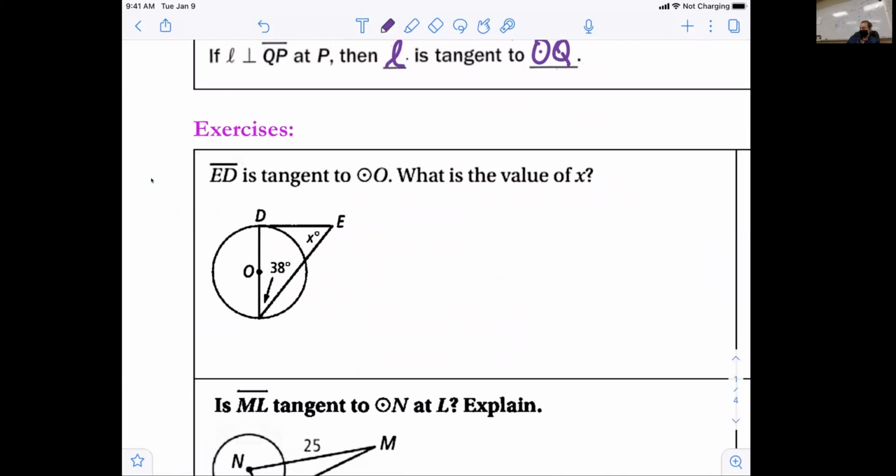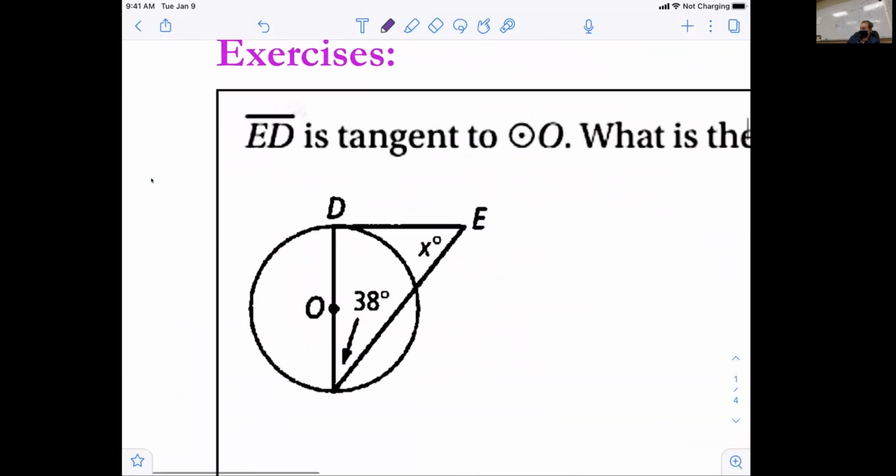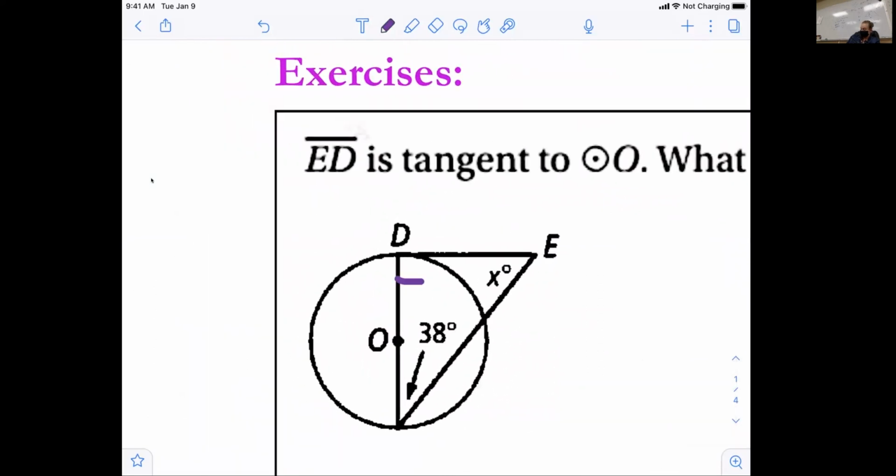So ED is tangent to circle O, which means that at point D, that's my point of tangency, this is a 90-degree angle. How do I find X? Anyone have any ideas? How do I find X? Jackson? I don't know how you would find it. Or what? D would be 90 degrees.